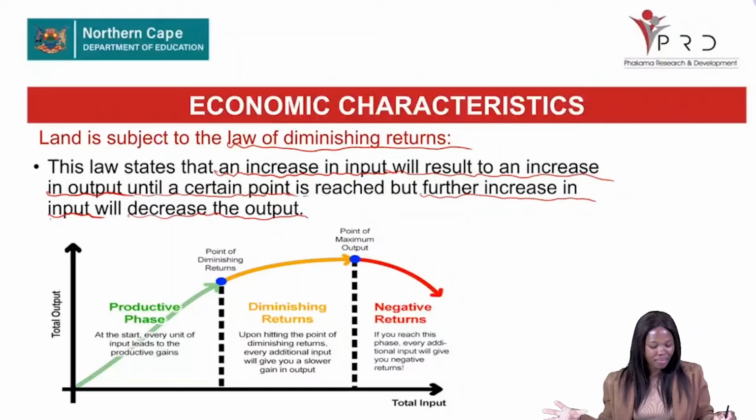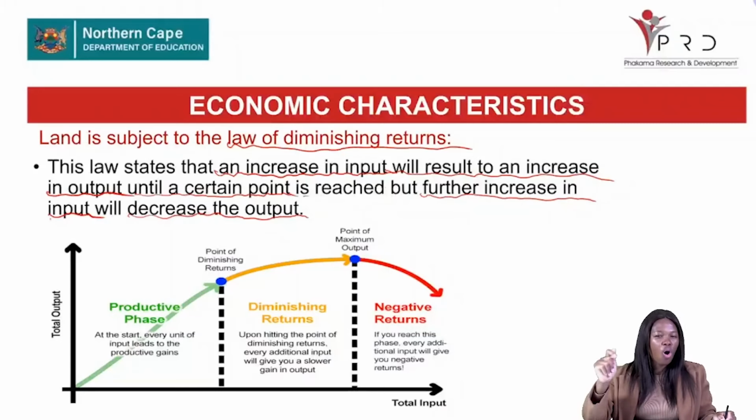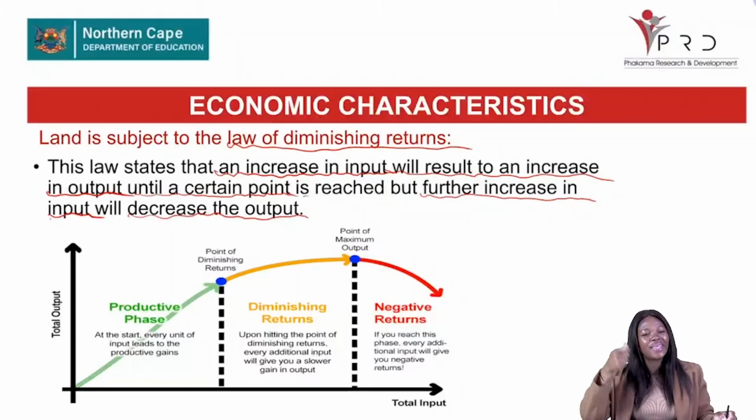Let us state the law again. It states that with an increase in input, when we put something in or when we invest, the output will increase up until it reaches a certain point. But when we continue increasing the input, that increase in input will result in a decrease in output. This law of diminishing returns teaches us farmers when to stop applying the input. Once we have reached the maximum yield, there is no need to continue applying the input.